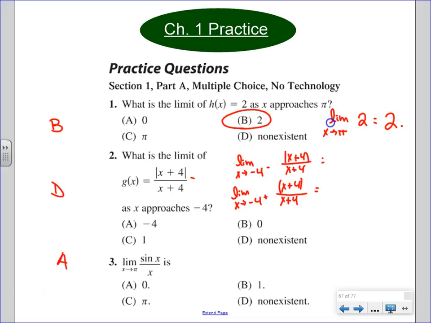Did you guys plug into this? What did you get? 0 over 0. Keep going. But how? It's an absolute value. Worst comes to worst, come from one side and the other. What's on the below side or the left side of -4? 3. Careful. The left side is more negative. Negative numbers are weird.